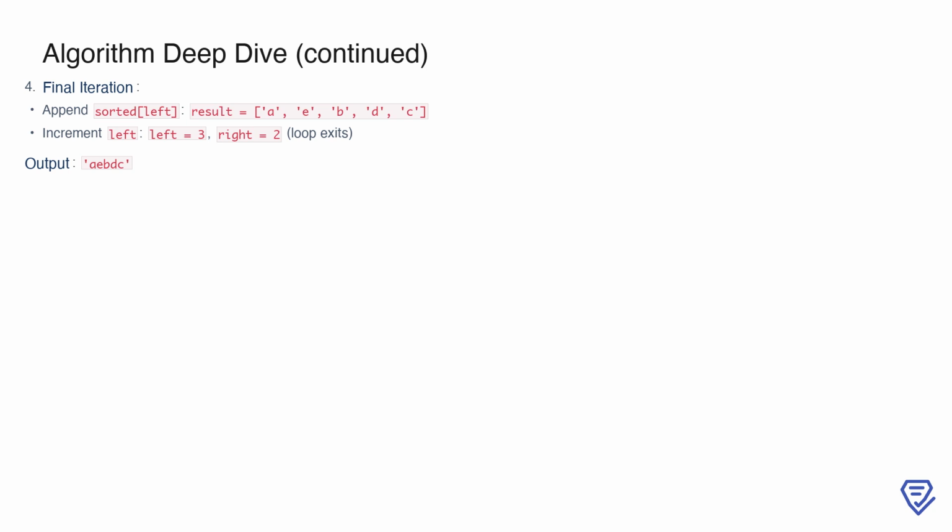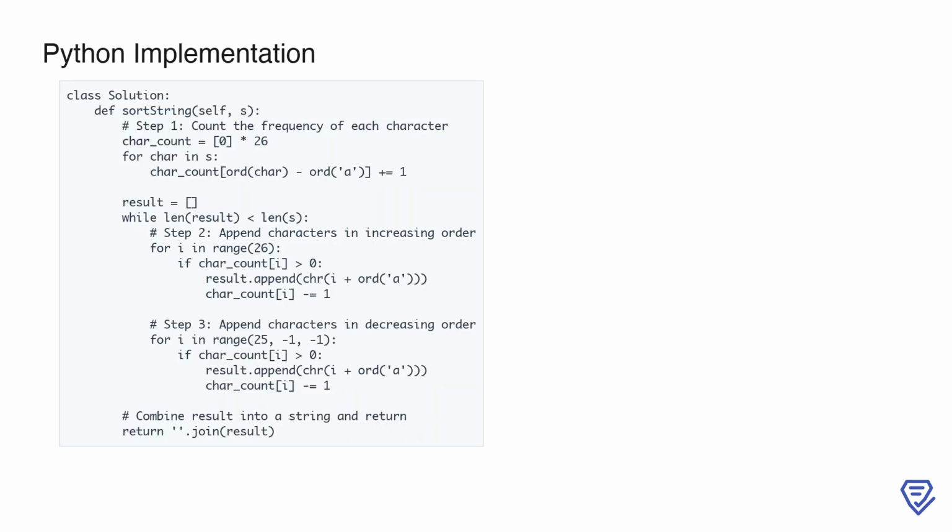This solution begins by counting the frequency of each character in the input string S. This is done using a list char_count of size 26, where each index corresponds to a letter from A to Z. The frequency of each character is incremented in this list based on its ASCII value, calculated using ord(char) - ord('A'). Next, we initialize an empty list called result, which will hold the characters in the desired order.